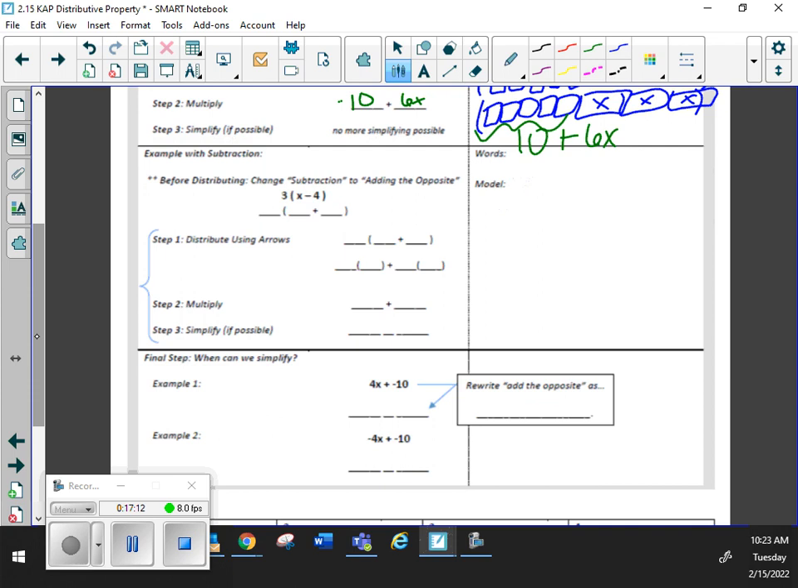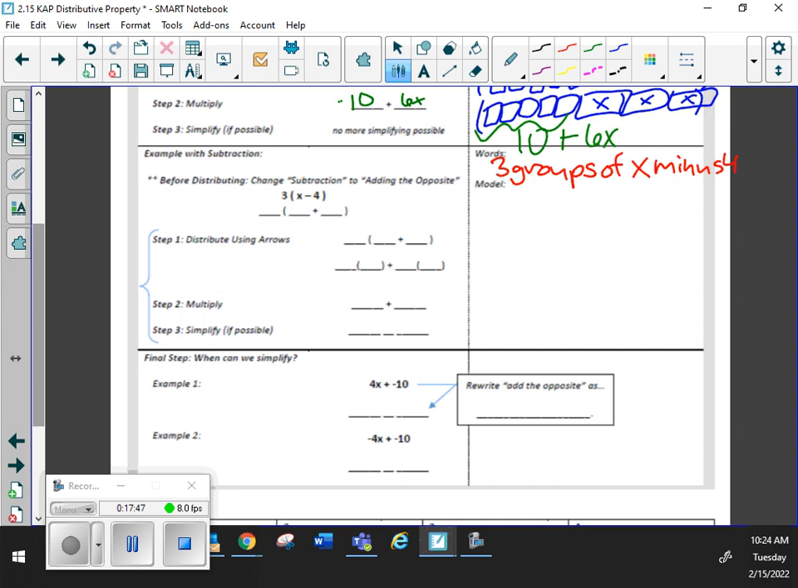All right, on this next one, we have what kind of number? Negative or a subtraction. Okay? So the words for this, take a guess. 3 groups of 4 minus x. 3 groups of x minus 4. Because the order of subtraction matters. We talked about that yesterday. I can't do 4 minus x. It's not the same thing as x minus 4. We're going to keep it in the same order. Okay, so x minus 4.